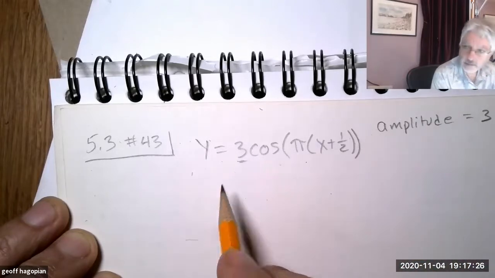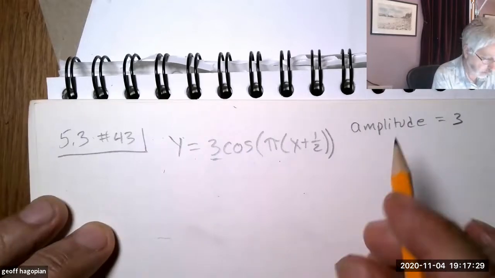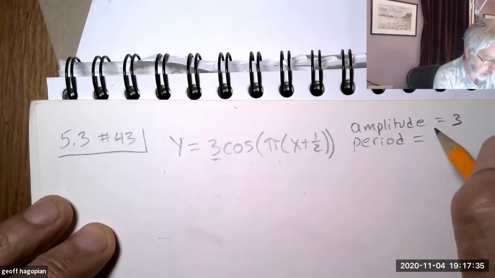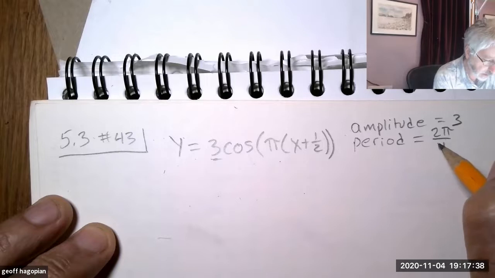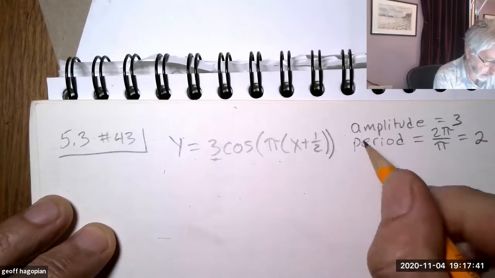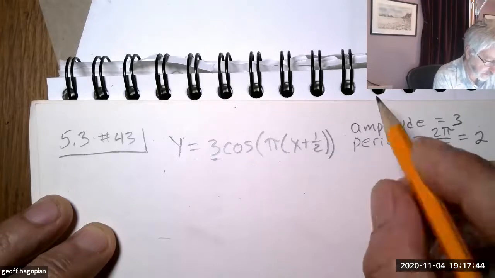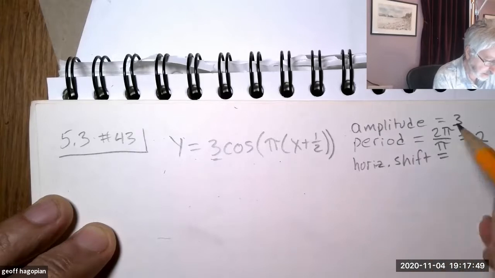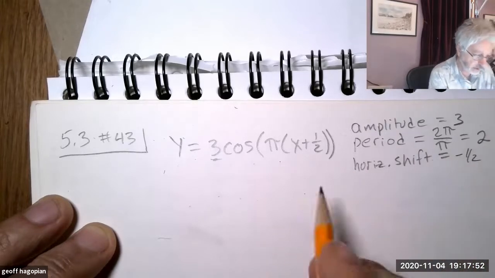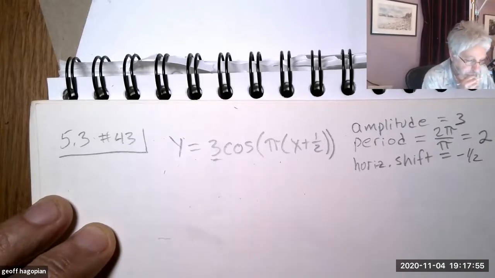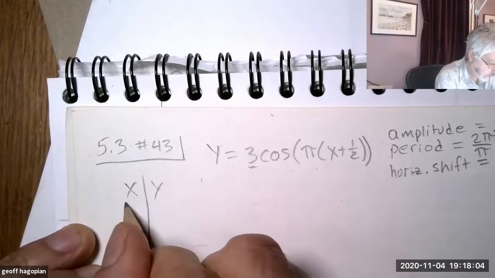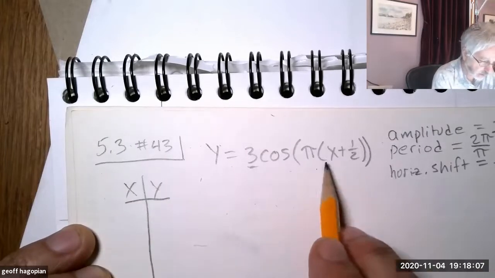That's this number here. And the period, or wavelength, is equal to 2 pi over pi, which in this case is going to be 2. And the horizontal shift, I'm going to abbreviate horizontal if you don't mind, is -1/2, right? To the left. Okay, so make a table of values. Start at the horizontal shift, right? Because that'll give us our 0 for cosine.